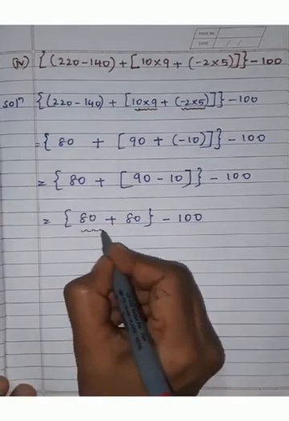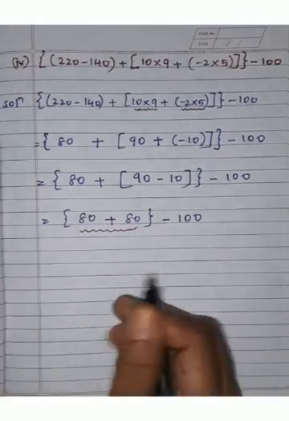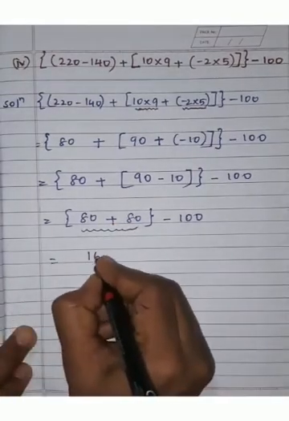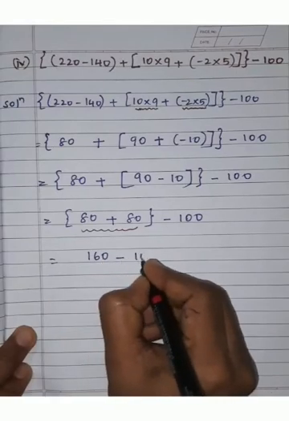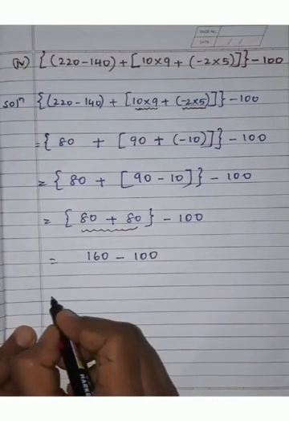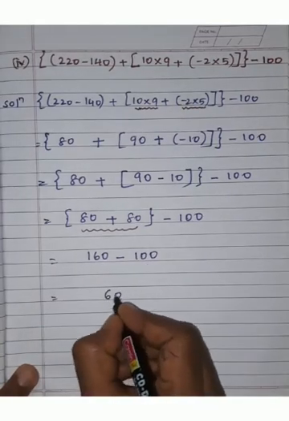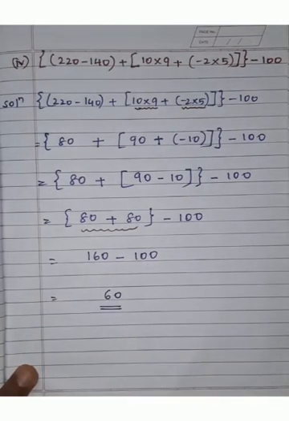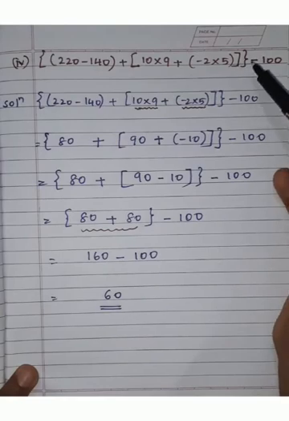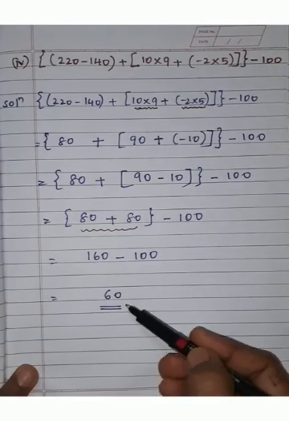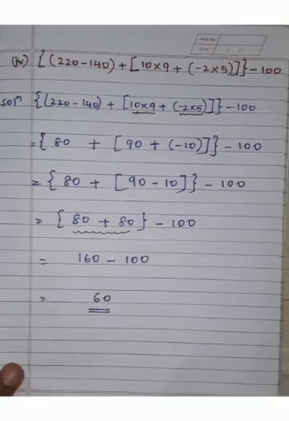Now children, what is 80 plus 80? 80 plus 80 is how much? It is 160. So we are writing here 160 minus 100. So what is 160 minus 100, children? It is 60. So the simplification of this bracket, the final answer we are getting as 60. Is that clear, children?